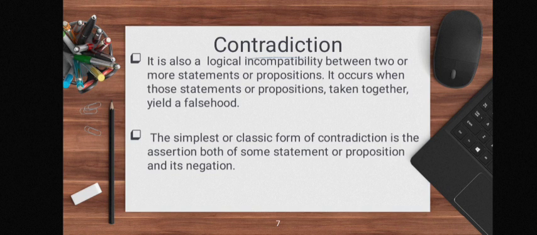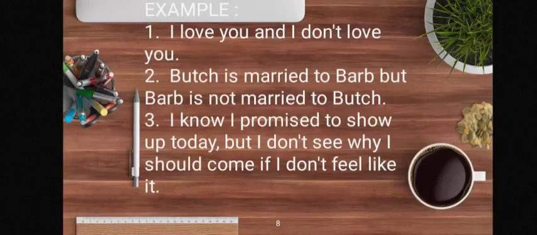The simplest or classic form of contradiction is the assertion both of some statement or proposition and its negation. For example, number 1, I love you and I don't love you. Number 2, Bob is married to Barb but Barb is not married to Bob. Number 3, I know I promised to show up today but I don't see why I should come if I don't feel like it. These examples all seem to be contradictions because they seem either explicitly to state or logically imply a certain statement and its denial.